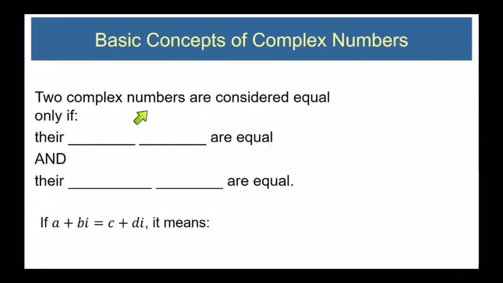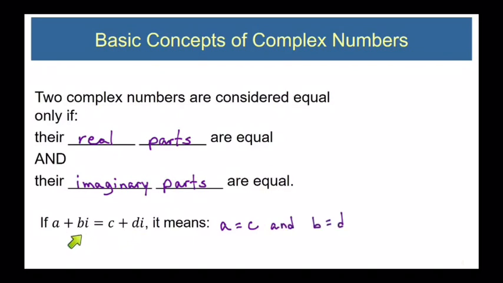So two complex numbers are considered equal only if their real parts are equal and their imaginary parts are equal. In other words, if a + bi is equal to c + di, that means the a and the c are the same number, and it also means the b and the d are the same number. That's the only way we can have this complex number equal to that complex number. So in other words, there's no amount of i that can make up for a difference in the real part, and there's no amount of the real part that can make up for a difference in the imaginary part. The real has to equal the real, and the imaginary has to equal the imaginary.